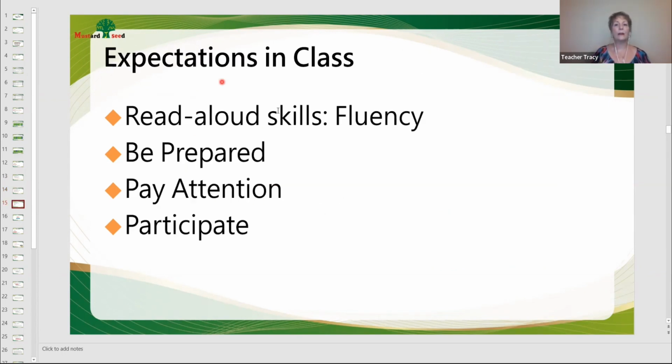All right, so now our expectations in our class. This is what is expected in class. And these are the things that we're going to talk about. One is our read aloud skills, practicing our read aloud skills so that we have fluency in our reading. All right, so the next one we're talking about is being prepared for class.